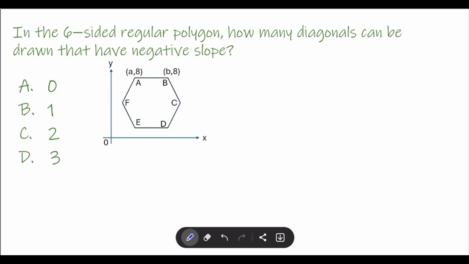So, in the six-sided regular polygon, how many diagonals can be drawn that have negative slope? All right. So first, what does a line that has a negative slope look like? A negative slope graph, for example, like this.